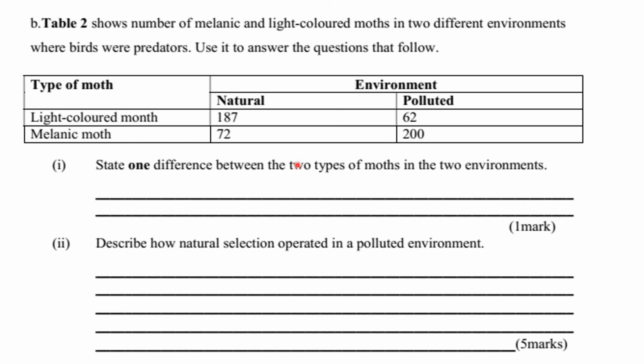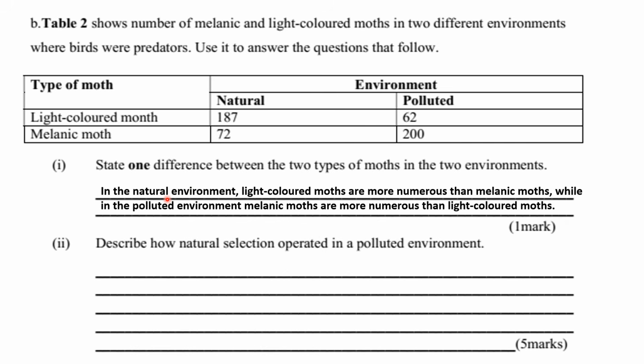State one difference between the two types of moths in the two environments. Just have to look at the numbers. So the examiners expect you to say that in the natural environment, light-colored moths are more numerous than melanic moths. There are 187 here and only 72 here. While in the polluted environment, melanic moths are more numerous than light-colored moths. They are more here than there.